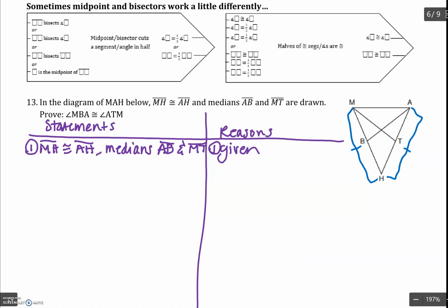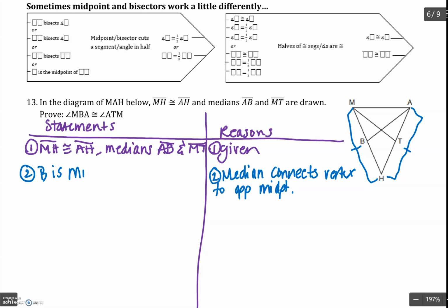So I'm going to do the median idea first. A median connects a vertex to the opposite midpoint. So AB connects vertex A to the opposite midpoint B, which means that B is a midpoint of MH. And for MT, it goes from vertex M, therefore, to midpoint T. And so T has to be a midpoint of AH.